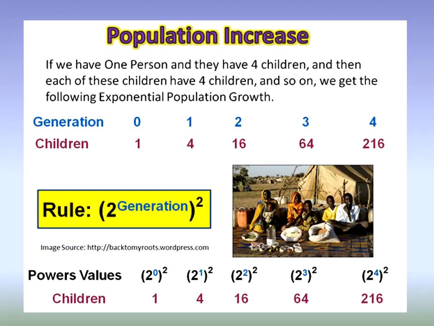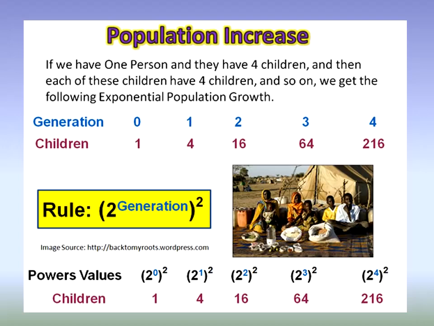Population increase. If you have one person and they have 4 children, and then each of these children have 4 children, and so on, we get the following exponential population growth. Generation 0, children is 1. First generation, number of children is 4. Second generation, 16. In like way, third generation, it becomes 64. In fourth generation, it becomes 216 children. So from here, you can generate a rule.